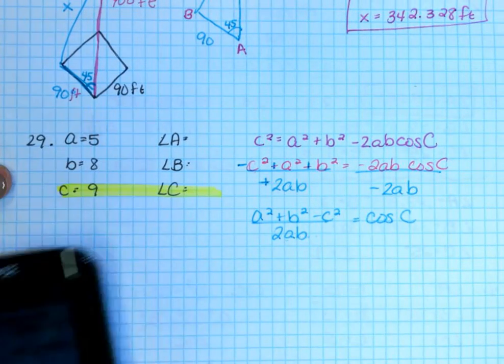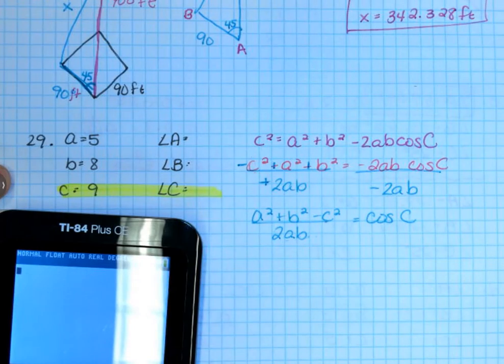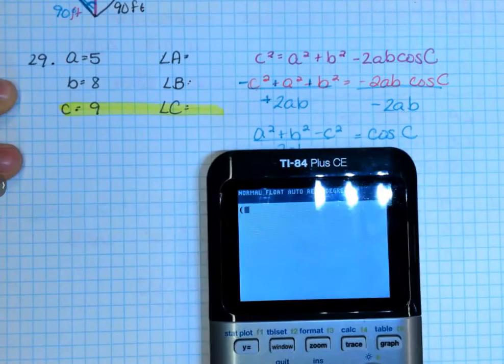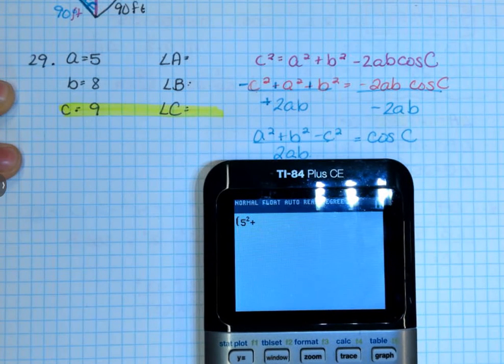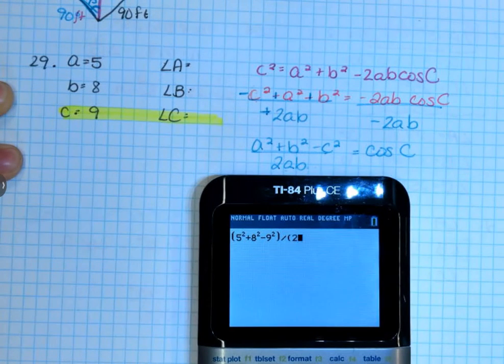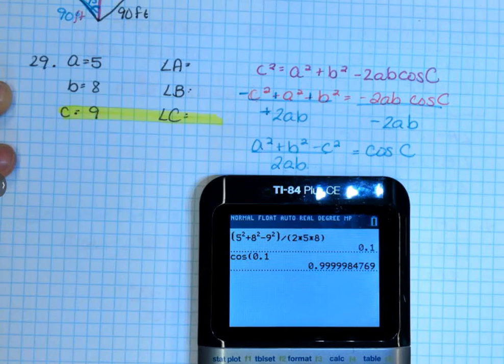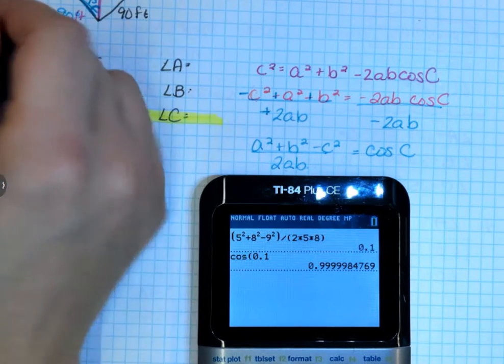And so then all I'm going to do is plug these in. So I'm going to say a squared plus b squared minus c squared, divided by 2 times a times b. I'm going to do the inverse cosine of that. Let's see? And I'm glad I did that.